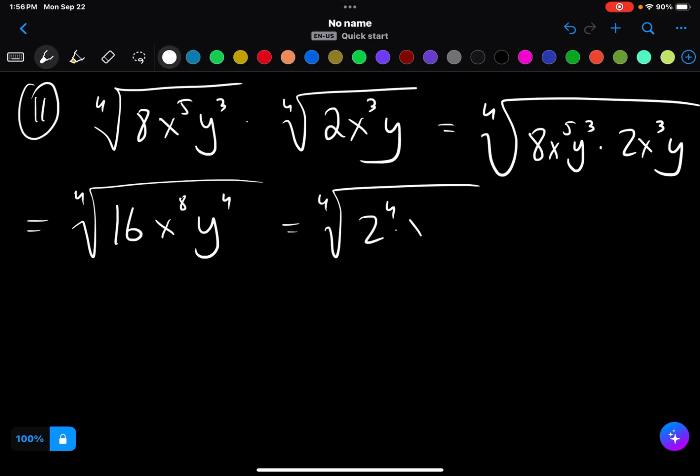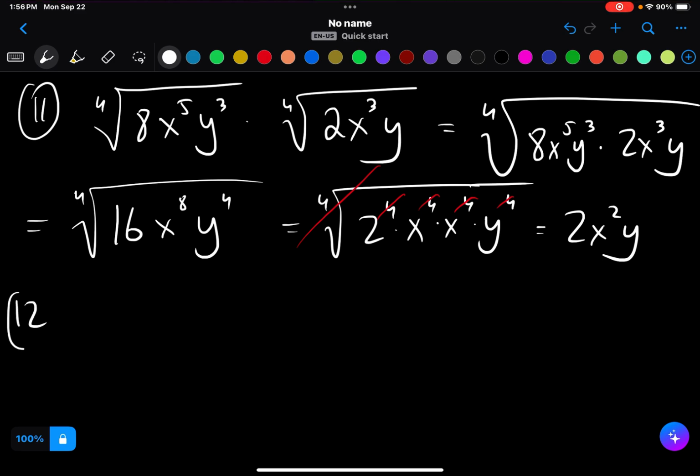And then the x to the 8, I'm going to split it in half into 2 x to the 4ths, and the y is perfect. I don't have to do anything to it. So everything cancels out, leaving you with just two x's, so x to the 2nd, and a single y. And that's the answer to number 11.